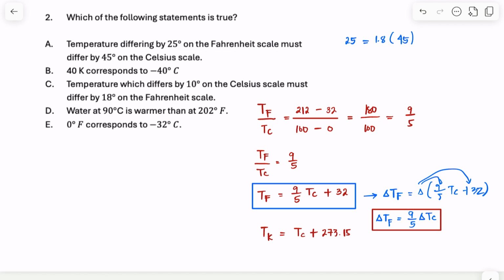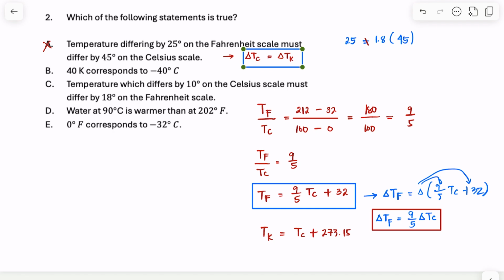However, a quick calculation will tell you that that is clearly not equal. 25 is not equal to 9 over 5 of 45. So this is not a correct statement. Now, B is quite confusing for some if you have not understood this principle. The change in the temperature on the centigrade or Celsius scale is equal to the change in the temperature on the Kelvin scale. So this is the principle that is correct.